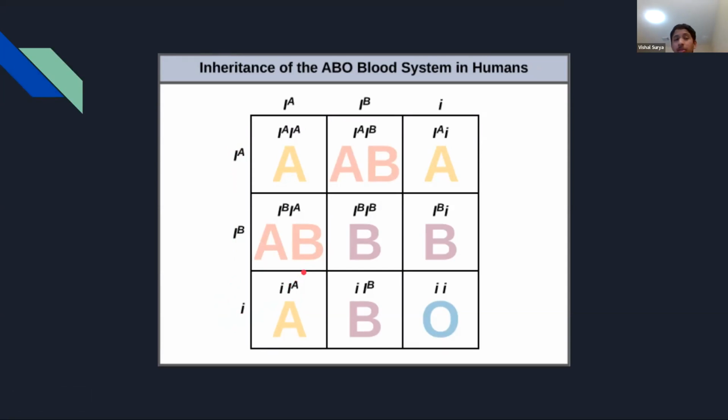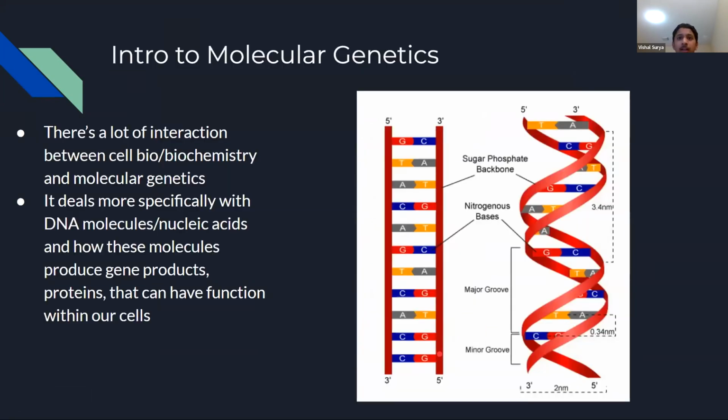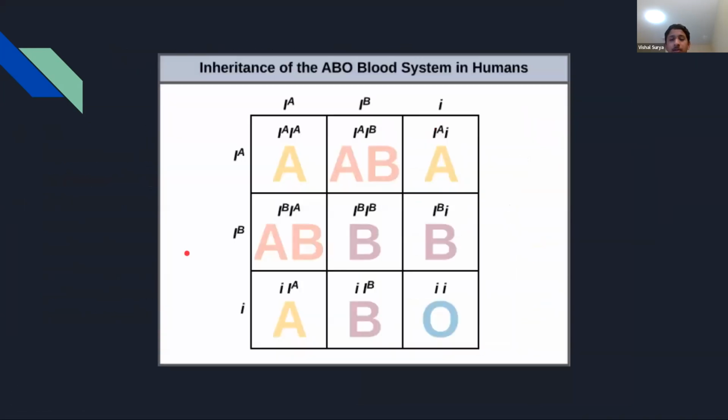But there are multiple alleles for blood types and they can combine together. So yeah, you have the A blood type, AB blood type, and the O blood type. It's important to know the blood typing systems because whenever people are donating blood, if certain blood types are incompatible with each other, then it can produce some pretty bad outcomes.